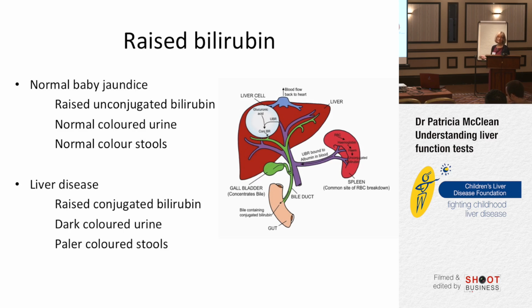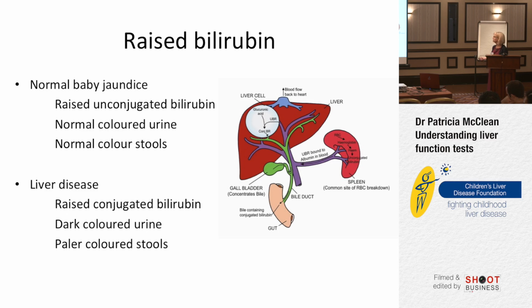Whereas if you've got liver disease, then it's the bilirubin that's been to the liver cell and has got joined to the glucuronic acid molecule. It's the conjugated bilirubin that's raised. This is water soluble, so when it leaks out of the liver cell back into the bloodstream, it can get excreted in the urine, and so you can get a dark coloured urine.